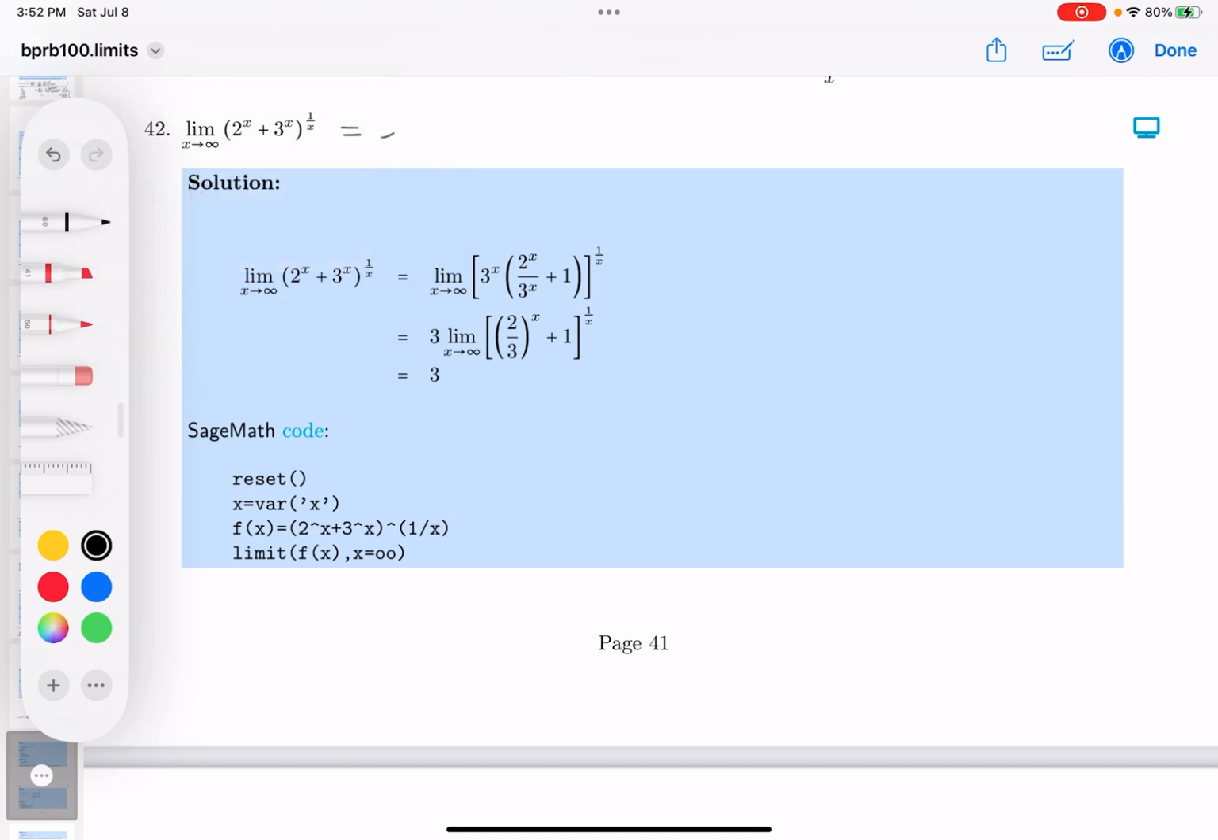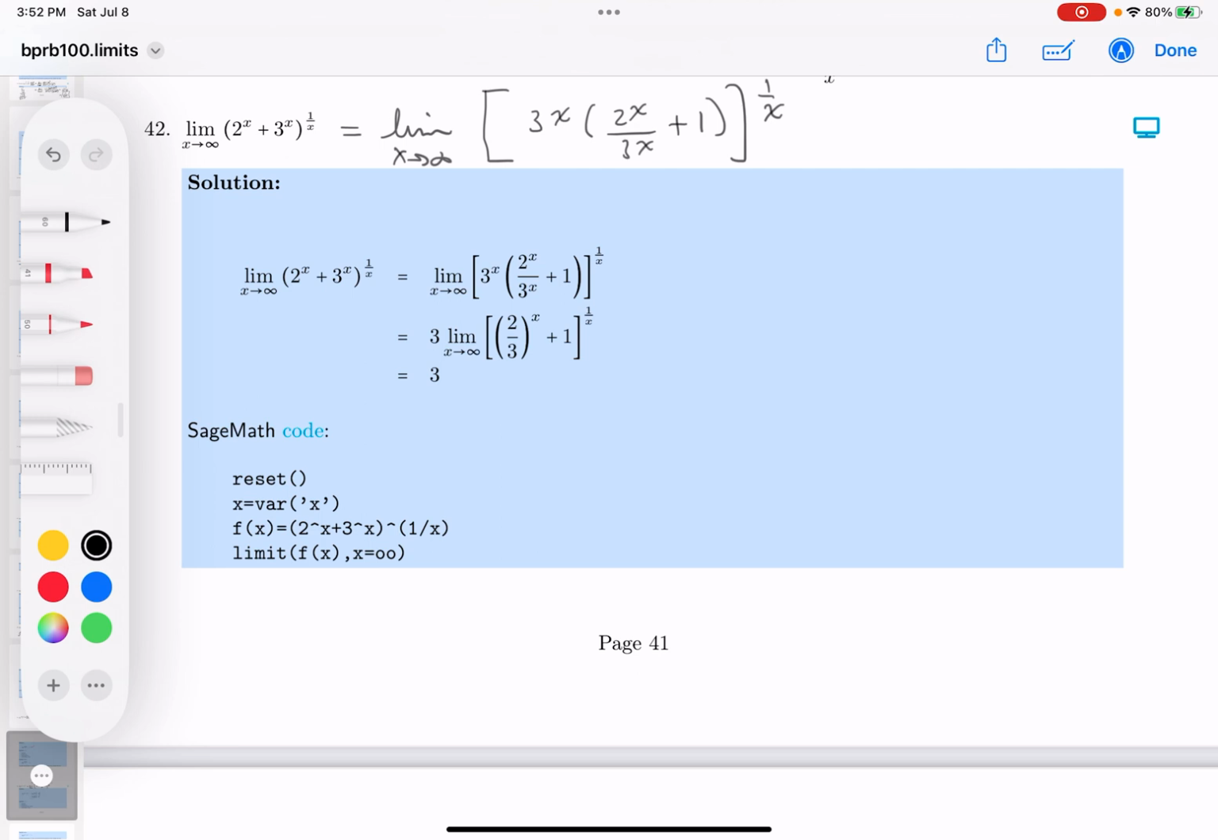And the first thing I want to do is limit x goes to infinity. I'm going to factor the inside. And what do you get over there? I'm going to factor out 3 to the x. And what would you get? You would get 2 to the x over 3 to the x plus 1. And this is all being raised to the 1 over x.